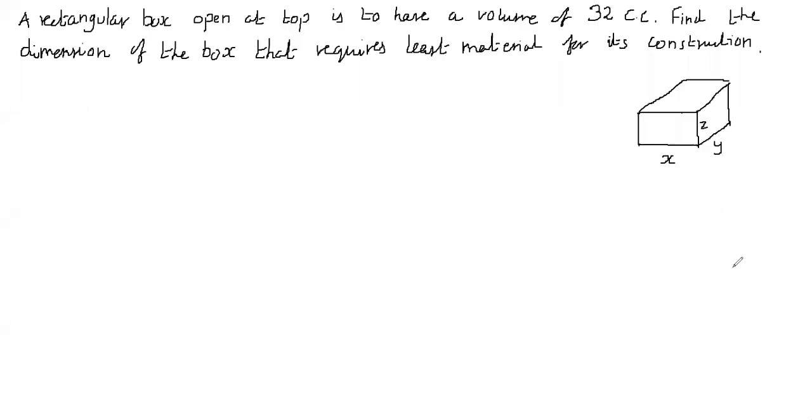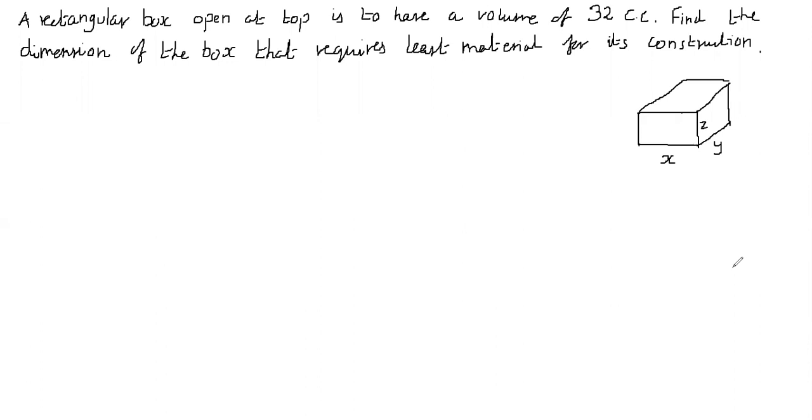Hi everyone. Today let's see one of the favorite semester exam question paper sums: a rectangular box open at top is to have a volume of 32 cc, that is cubic centimeter. Find the dimensions of the box that require least material for its construction. See, this is the practical sum.